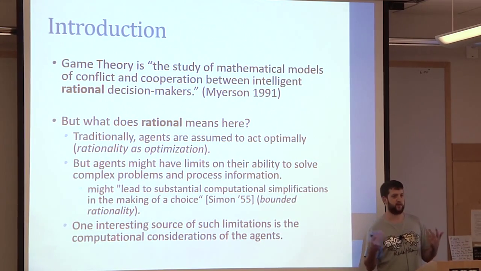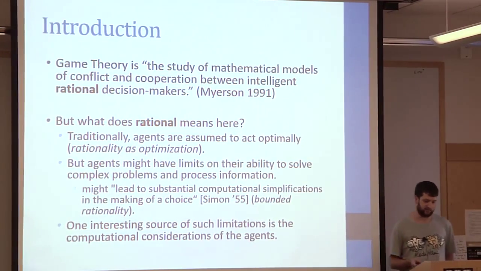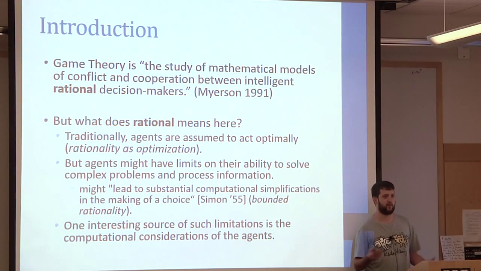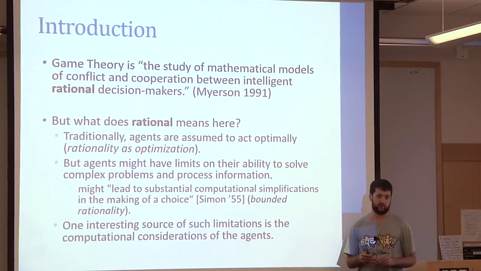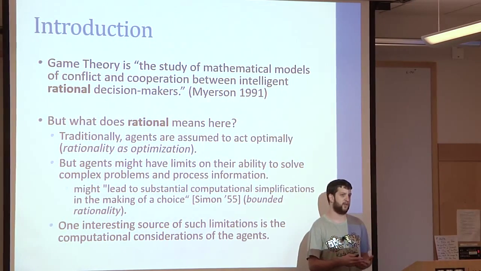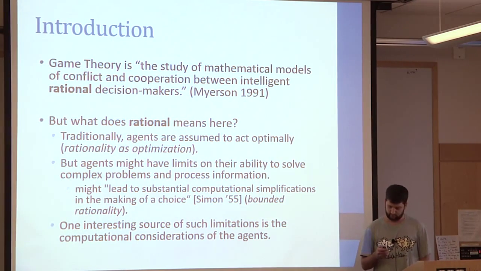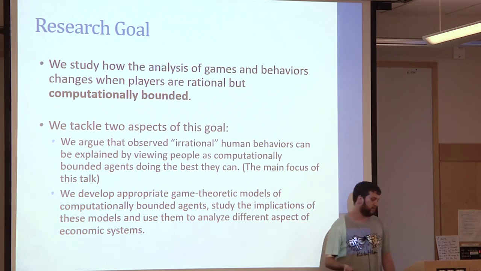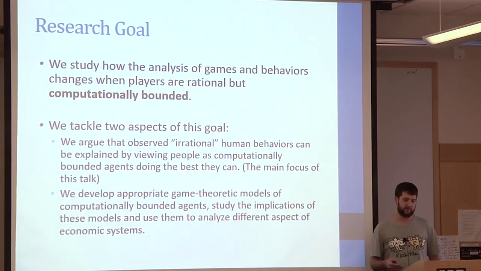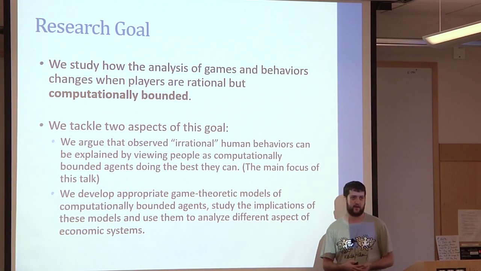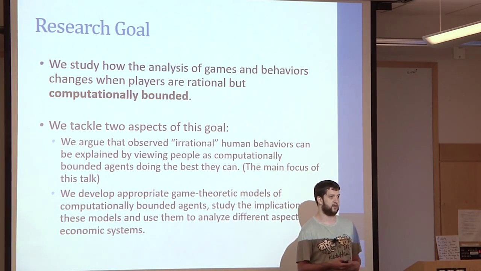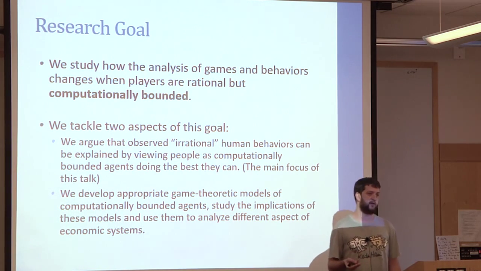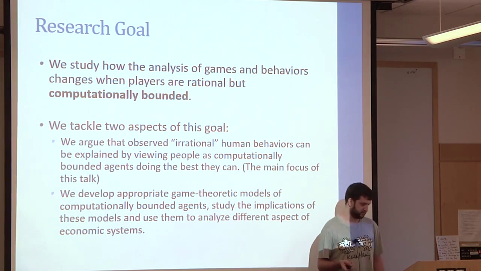So they're rational, but they have some bounded capabilities. And one interesting source of this limitation is the computational limitations of these agents. What problems can they solve or not solve? My goal in this research was to study how our analysis and our understanding of what's going on in games and decision problems changes when we model players as computationally bounded.